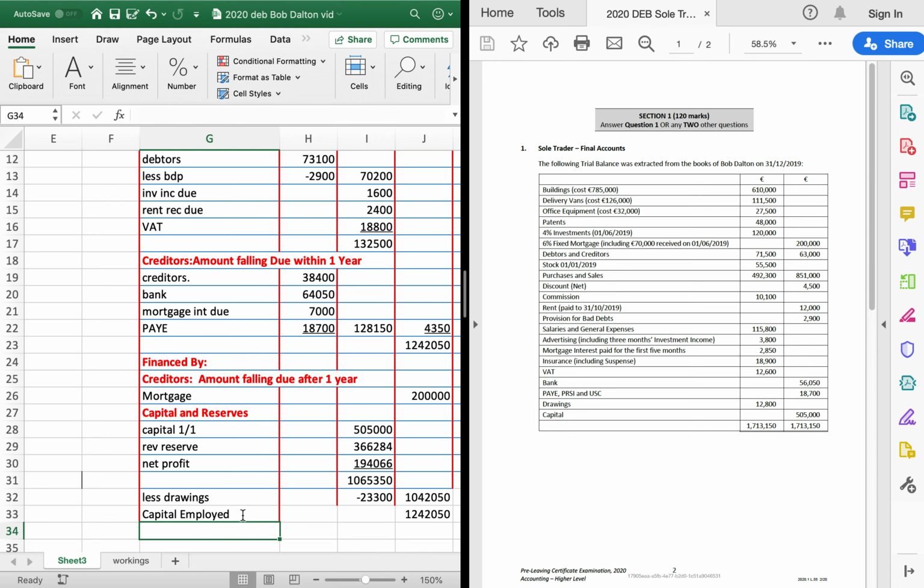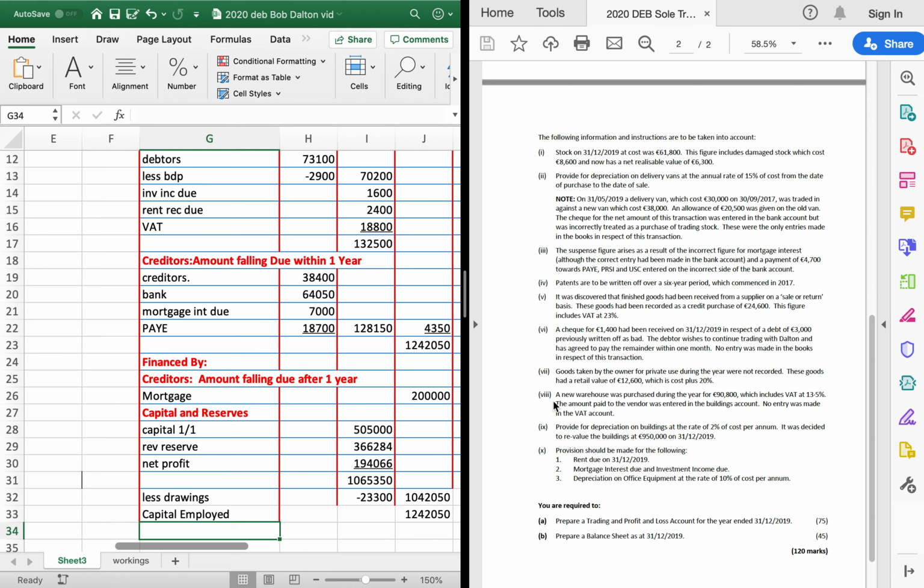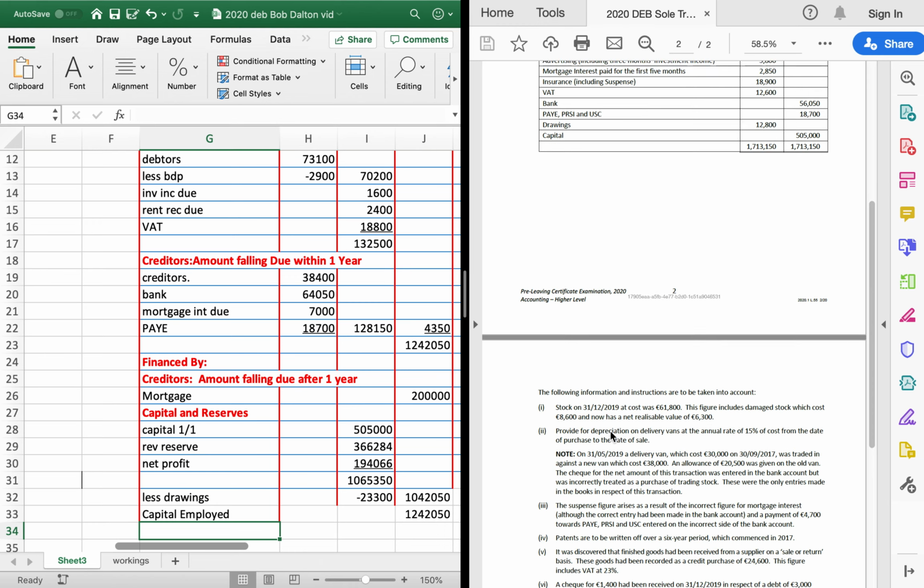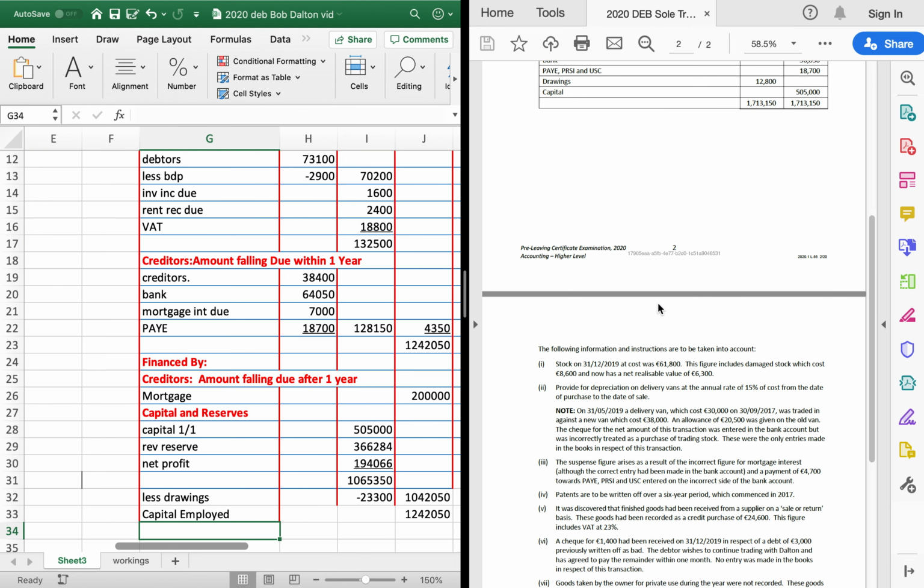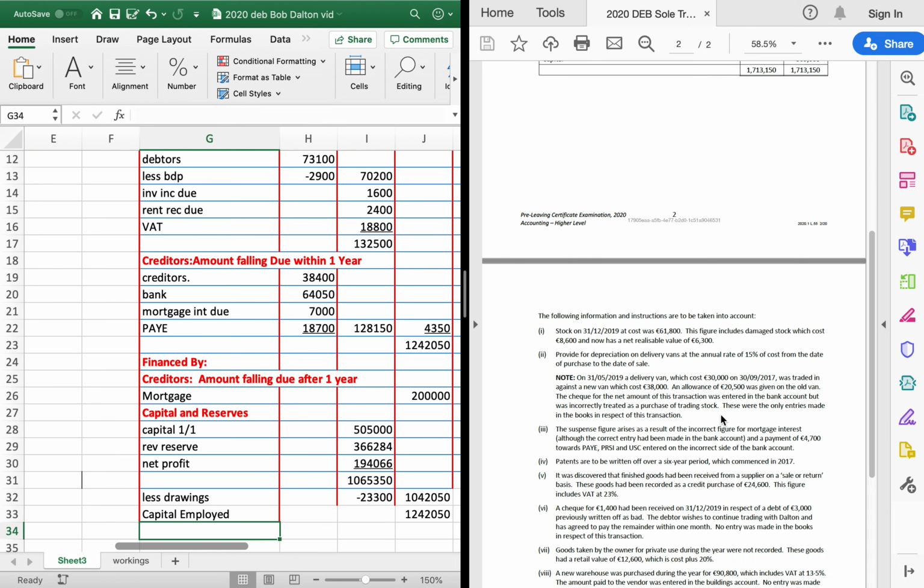So that's it done. There were a few little tricky things in that, certainly around the rent due. This one here, the insurance including suspense, that was tricky as well. The advertising including 3 months investment income. So always just think, where have I seen including something before and what do I do? If it's income included on the debit, you add it back on to get rid of it. That's basically a rule for it. Anything else? It's obviously the suspense. If it's on the wrong side, you have to add it back on twice.